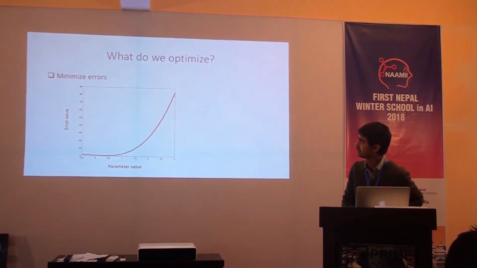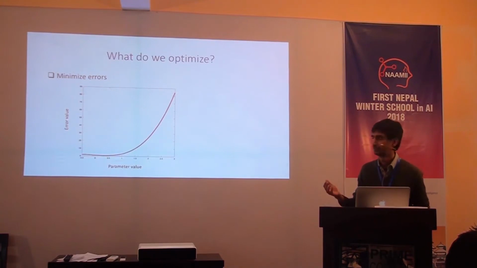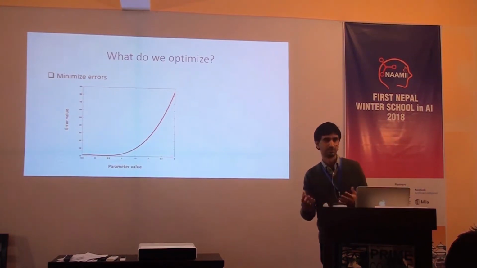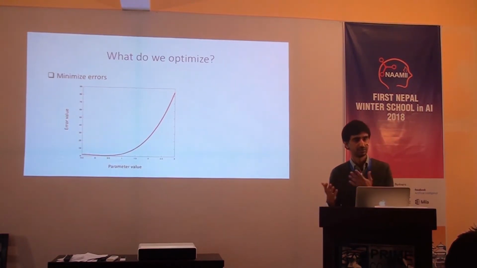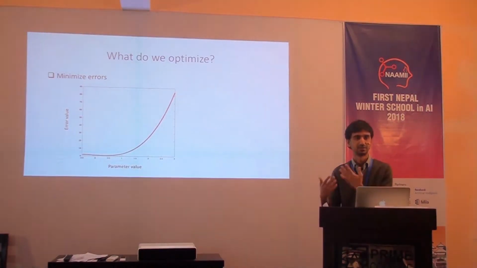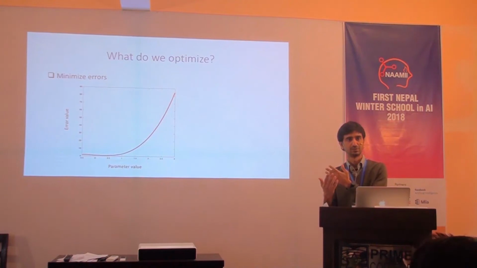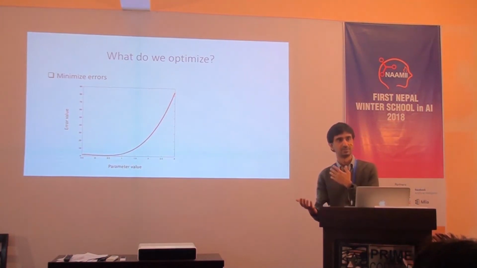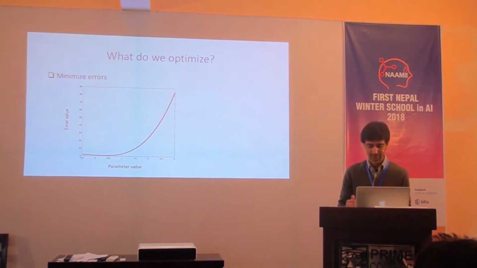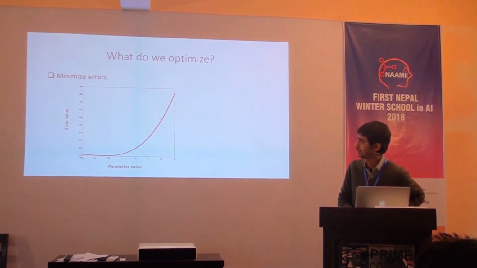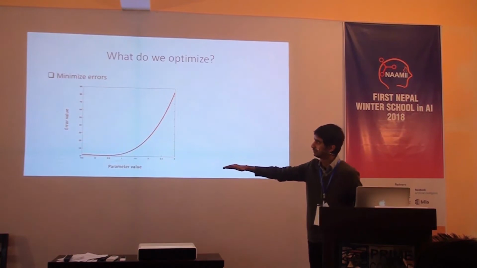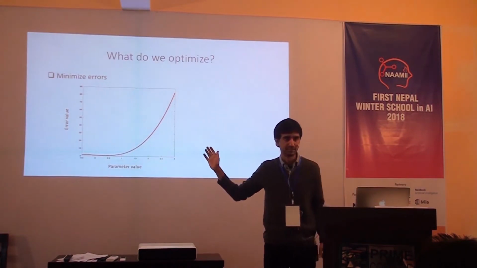So usually we want to minimize errors. You have a model that predicts something, and you have training labels, right? For example, in some cases you have training labels, so you want to minimize the error between your predicted label and your training label in a deep network. That could be one case. And you estimate the parameter values so that the error is the least.